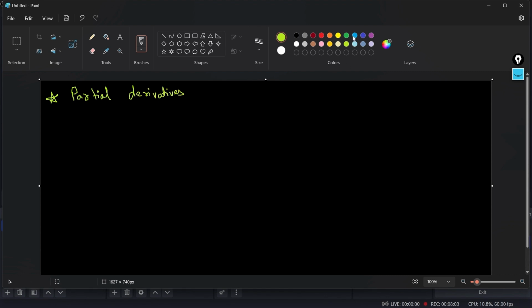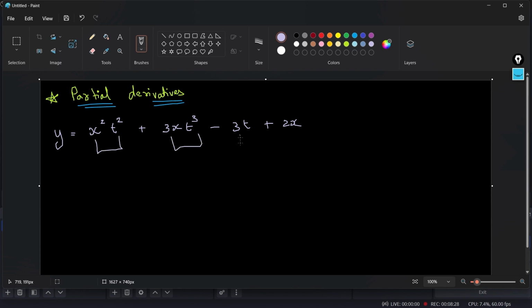So now what happens in the partial derivatives? These are the fun part. So let's say you're having this equation y is equal to x square t square plus 3x t cube minus 3t plus 2x. You are having a combination of more than one independent variable on your right hand side, and on the left hand side you are having one dependent variable.